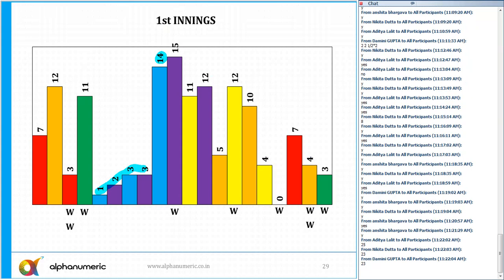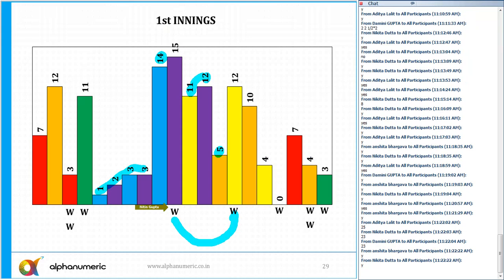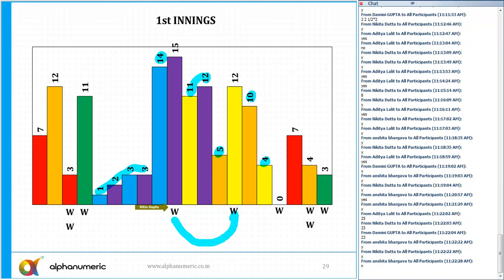Now here, that is 11 plus 12 plus 5. So can we say definitely between these 2 wickets 25 runs have been scored? Yes or no? All of you? Okay, that is one instance. Any other instance? This is 10 and 4, 14, not possible. Okay, so in the first inning there is one instance.